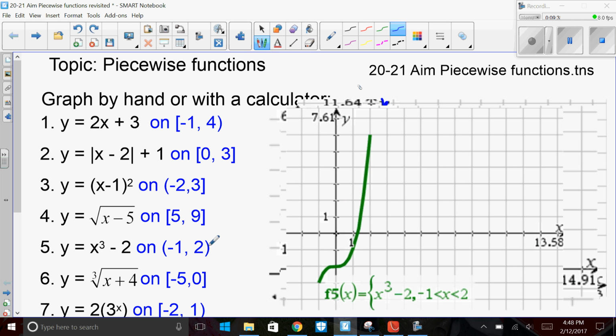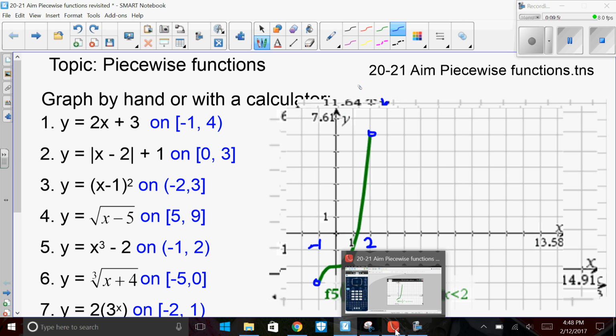Okay, so at -1 and 2, here's -1 right here, and I have an empty circle, and when x is 2, at that endpoint, we have an empty circle because of the parentheses. Okay, the parentheses translate into empty circles, and the brackets translate into filled in circles. And then number, well, that was number 5.